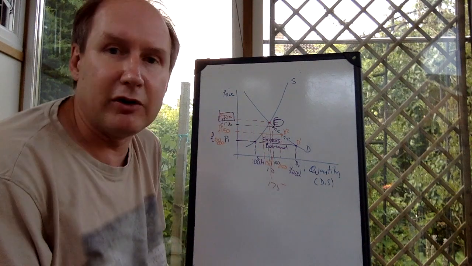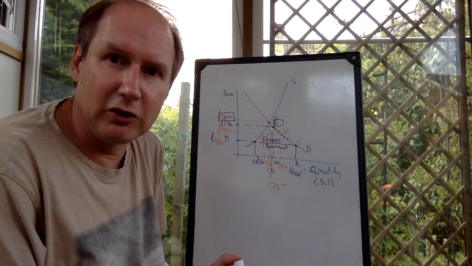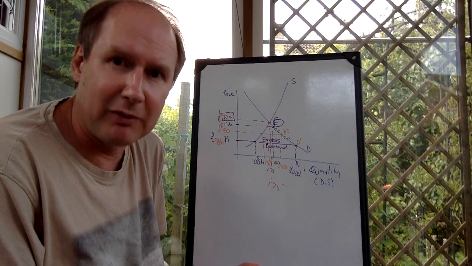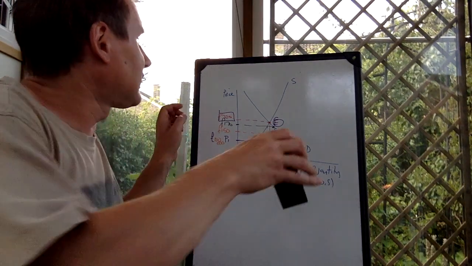£200 is the equilibrium price. And it's in equilibrium because it's not tending to change. It's not tending to go up, and it's not tending to go down. We can do the same thing.